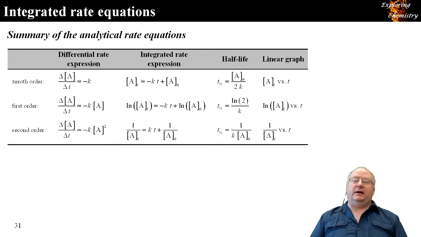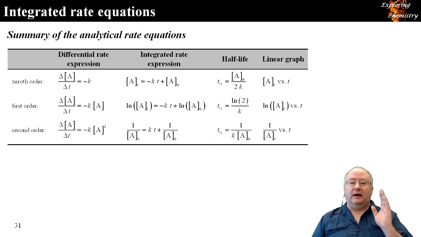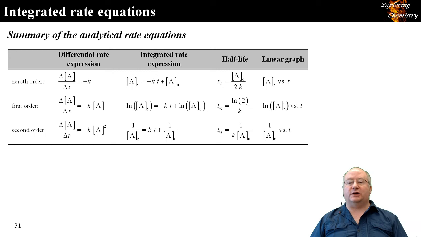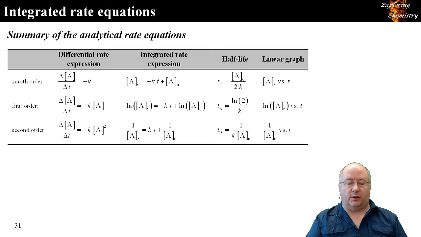So this is a summary of the analytical rate equations that we looked at. We looked at zeroth, first, and second order. Given the differential rate equation and given the integrated rate equation, I'm not expecting you to be able to convert between the two. This is what you have here. And for the first order one, there's multiple versions. You have the natural log form, which is presented here. There's also the exponential form. You have the half-life equation for each of those. And what is linear? Concentration versus time for a zeroth order, natural log of concentration versus time for a first order, and 1 over concentration versus time for a second order reaction.